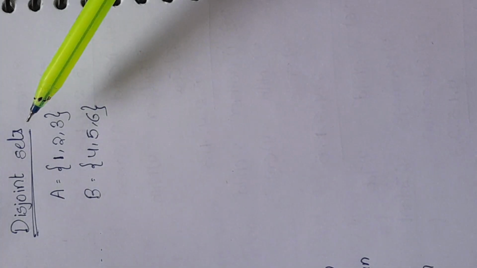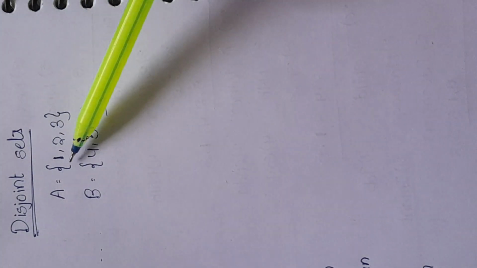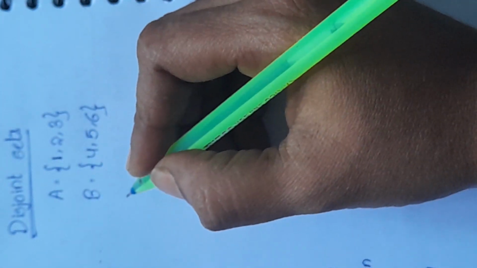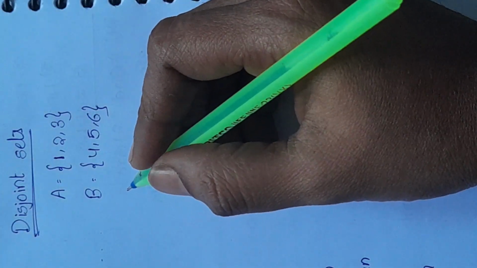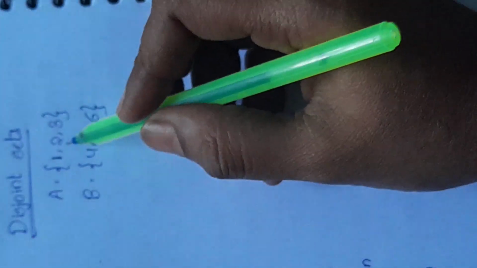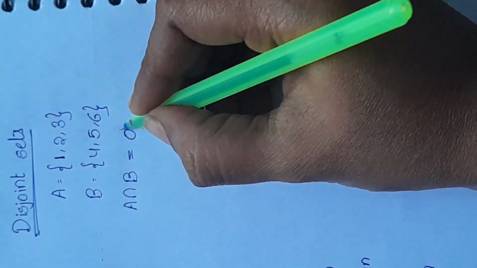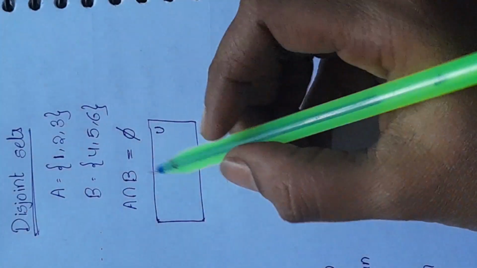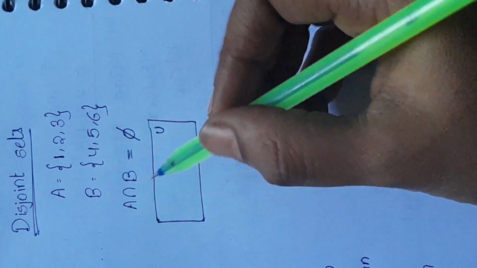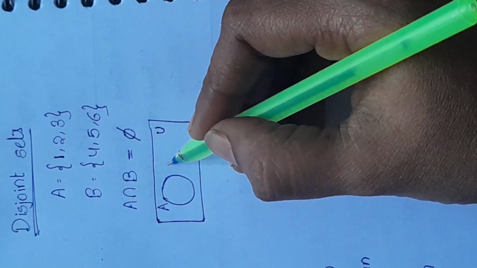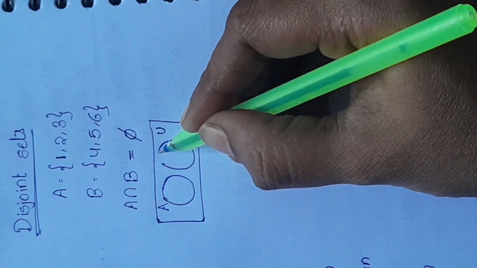The next one is disjoint sets. Let us consider two sets A {1, 2, 3} and B {4, 5, 6}. Now the disjoint sets are the sets which don't have a single element in common. Here in sets A and B, no element is the same. So from this we can conclude that A intersection B is equal to the null set. Now the Venn diagram representation of the disjoint sets A and B is, take this as A and this as B, and there is no element in common. We should not overlap A and B.